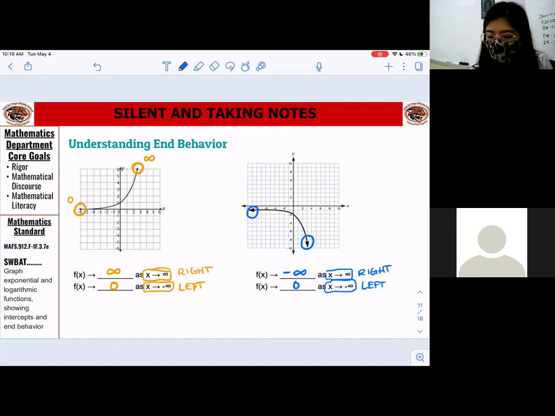So on the right side, it's going down towards negative infinity. On the left side, it's going to 0. Anytime it looks like it's going to touch the x-axis, that's 0. If it's going straight up, it's positive infinity. If it's going straight down, it's negative infinity. This is always what people struggle with a lot. But do I have any questions on that? No? Anyone at home? Questions?